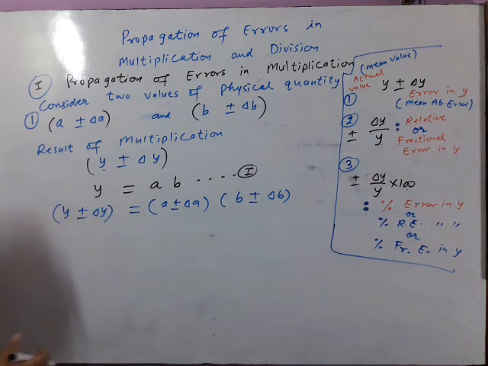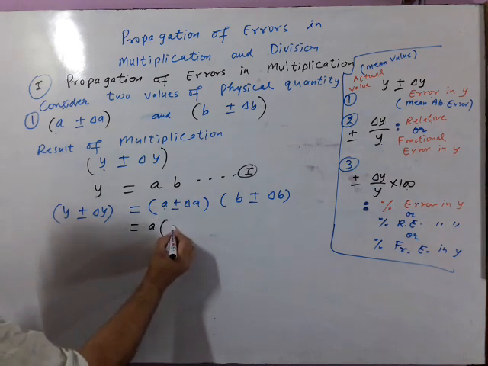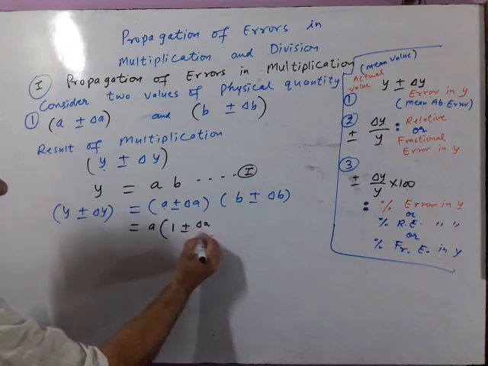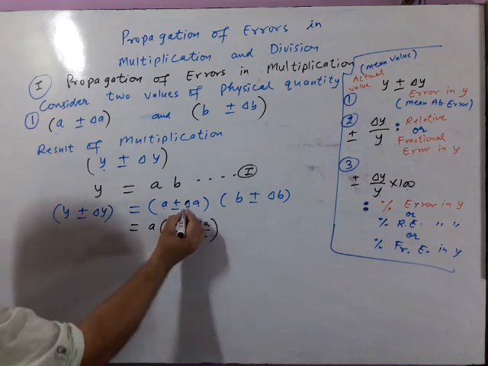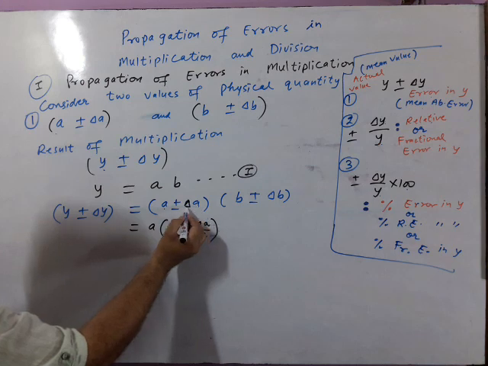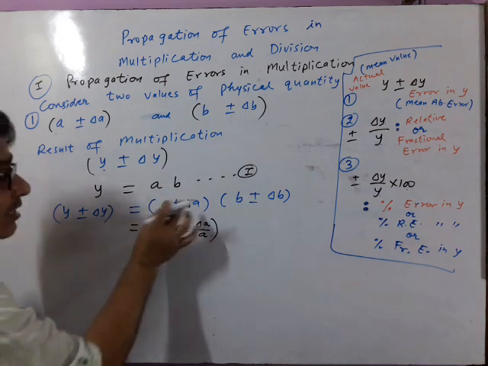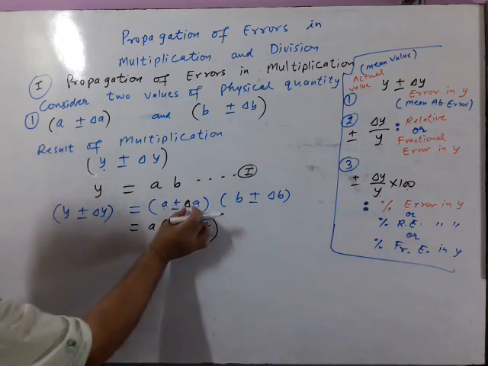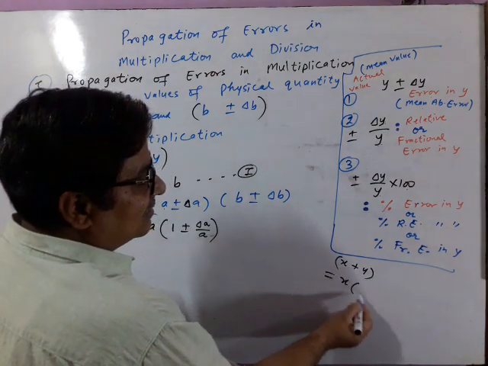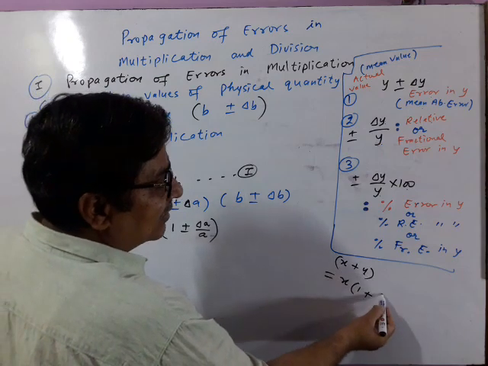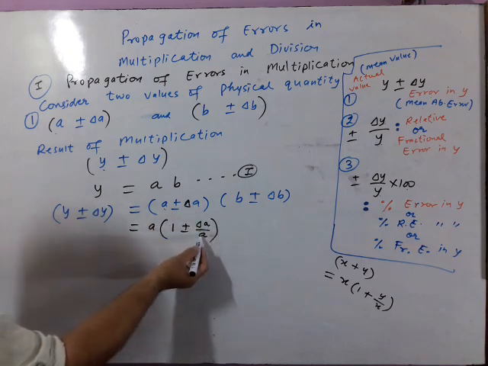Now input the values with errors. A is a plus minus delta a, b is b plus minus delta b, and y is y plus minus delta y. Now we are multiplying these, so take a common. When you take a common, it will be 1 plus minus delta a by a. You may have confusion: only a should come out as common and delta should remain? No. Delta a is an error; delta is another physical quantity, a separate one. Like when you take x common, x is out and the other quantity is y upon x. So when you take a common, it is 1 plus minus delta a by a.